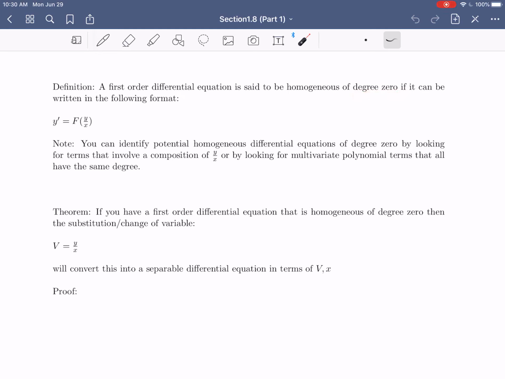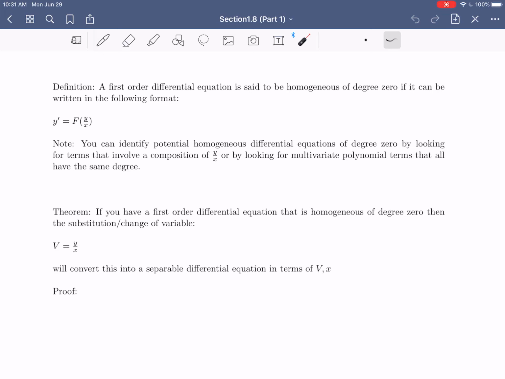So, what does it mean to be homogeneous of degree 0? Well, it means it can be written in this format, where the derivative, y prime, is equal to a function of y over x. This is a little bit weird, but what it's basically saying is that you can view the differential equation as the derivative of your dependent variable being equal to a function of the quotient y over x. In other words, everything on that right-hand side can be thought of as a function of y divided by x.